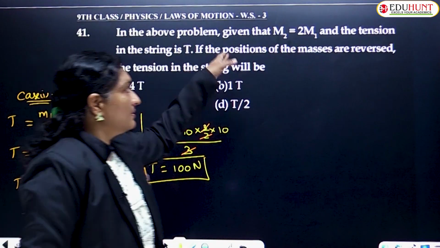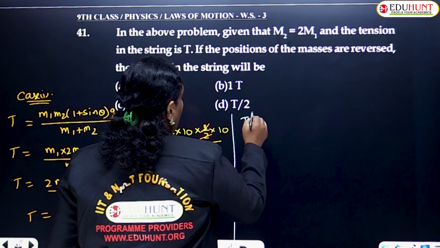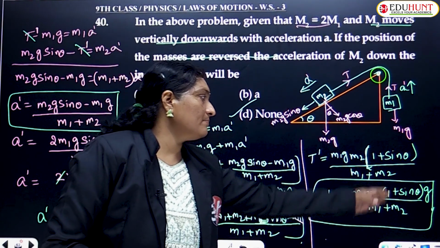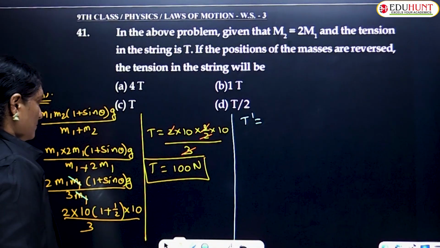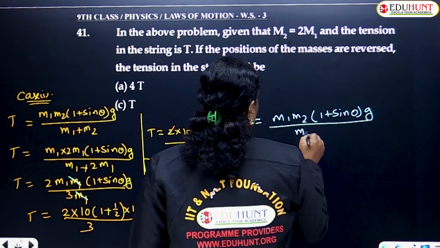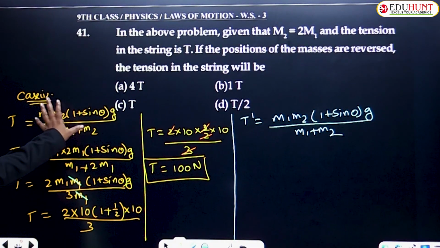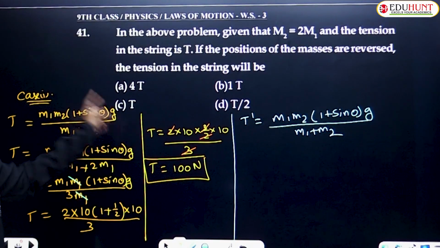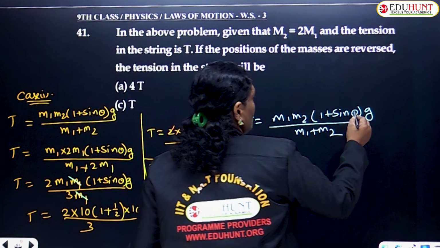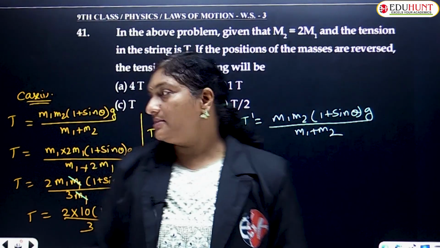Now you need to compare the same thing with the new tension. So let us find the new tension as well. What was the formula for new tension, children? Just now we calculated that the formula for new tension is the same as the old tension, that is M1 M2 into 1 plus sine theta into G by M1 plus M2. Actually, here also you will get the same result, 100 newtons, because the formula remains the same. If you take the value of M2 as 2M1 and substitute, you will get the same result, 100 newtons.